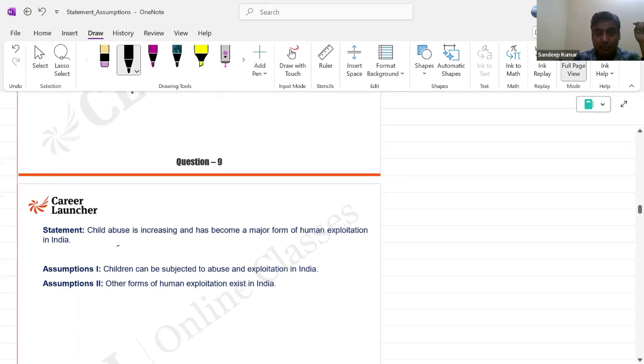Child abuse is increasing and has become a major form of human exploitation in India. Children can be subjected to abuse. Child abuse is increasing. That means children can be subjected to abuse and exploitation in India. Yes. And has become a major form of human exploitation. That means other forms of exploitation also do exist. So other forms of human exploitation. So assumption 2 is also your answer.